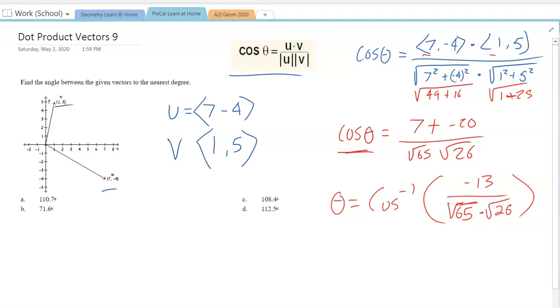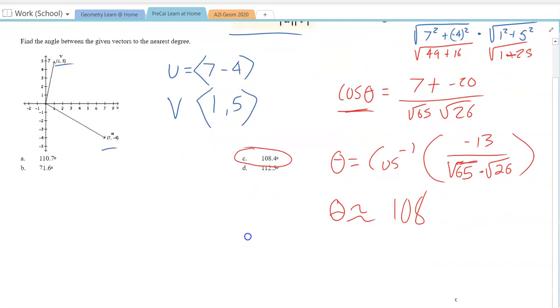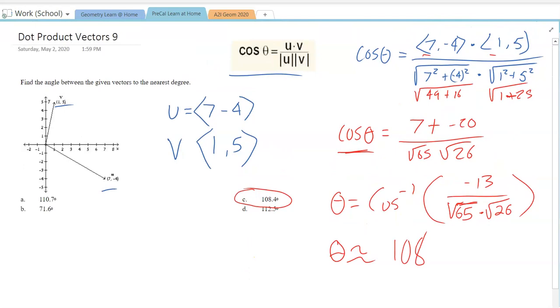And plug it in our calculator. To the nearest degree... now they did it to the nearest tenth of a degree, but I think it's about 108. So 108.4 is the closest one on there. Is that right? Yes, that is correct. All right.